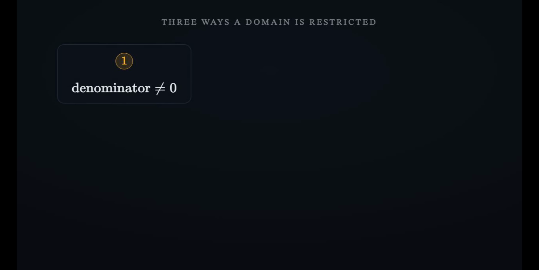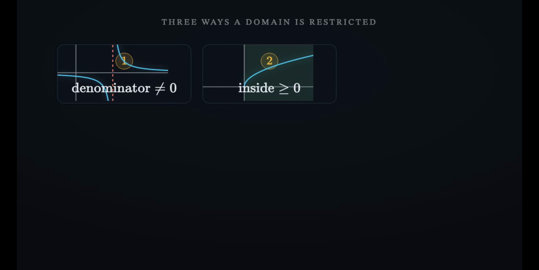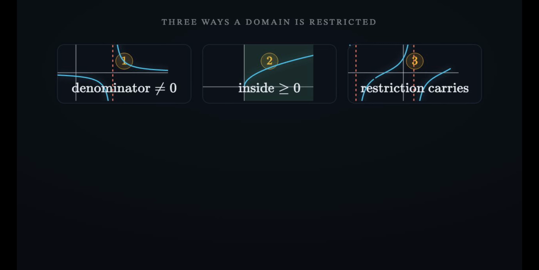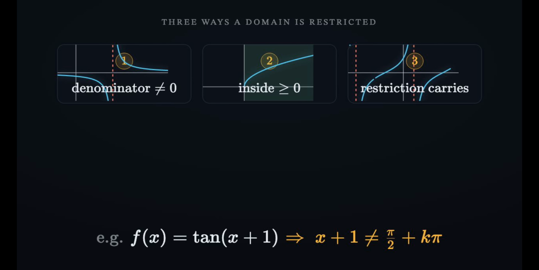Domains can usually be restricted in 3 main ways. Number 1. If there are x values in the denominator of a fraction, the denominator cannot equal 0. Number 2. If there are x values inside a square root or an even root, the expression inside the root must be greater than or equal to 0. Number 3. If there are x values inside another function that already has a domain restriction, that restriction must also be considered. For example, if f(x) = tan(x + 1), then x + 1 cannot equal π/2 + kπ, where k is any integer.